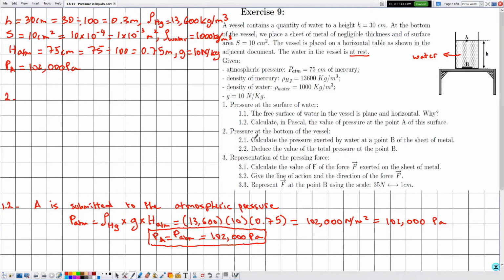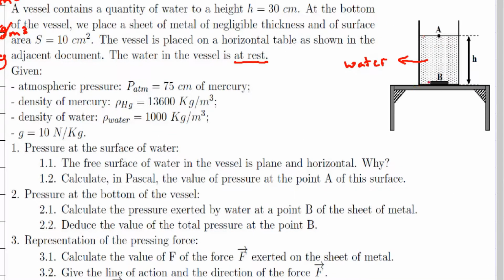And now number 2, pressure at the bottom of the vessel, 2.1. Calculate the pressure exerted by water at a point B of the sheet of metal. So this is the sheet of metal, and we have considered a point B at the sheet of the metal. So we are interested in determining the pressure exerted by water. So notice that since we are interested in determining the pressure, we consider this point and we look upwards.